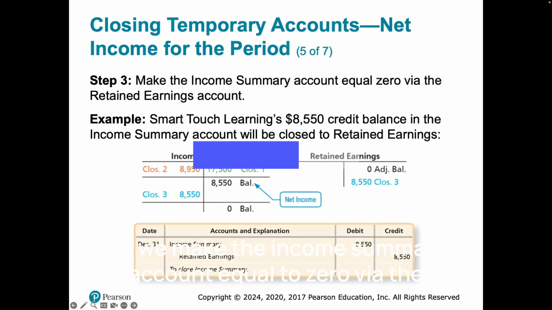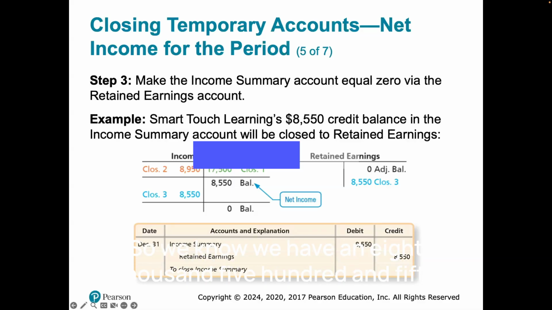And that net income is then going to be transferred over to our retained earnings. So we make the income summary account equal to zero via the retained earnings account. This is very similar to what we did with the expense and revenue accounts. So Smart Touch Learning's $8,550 credit balance in the income summary account will be closed to retained earnings.